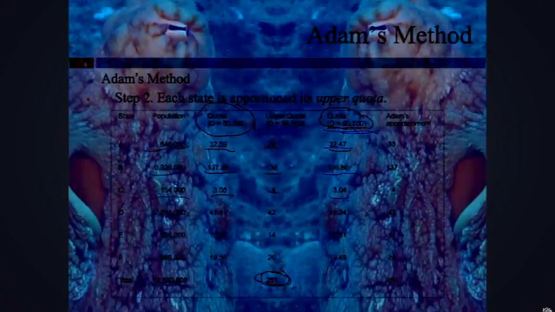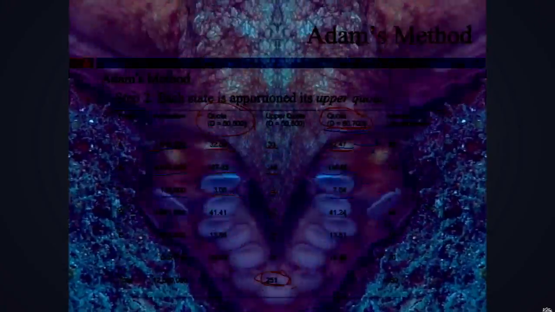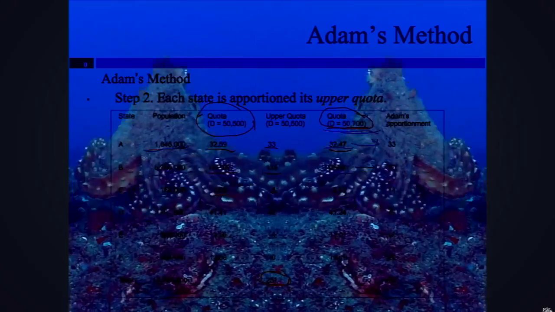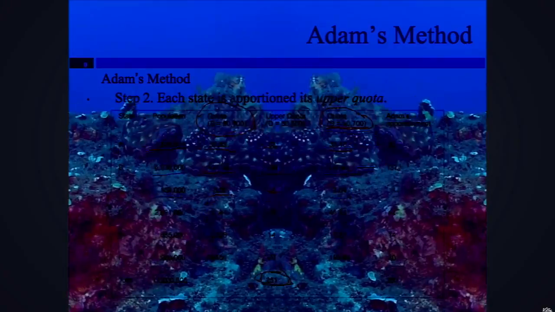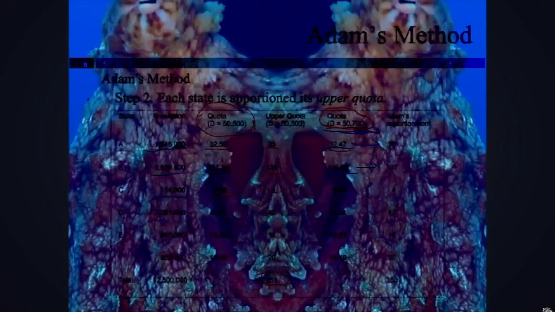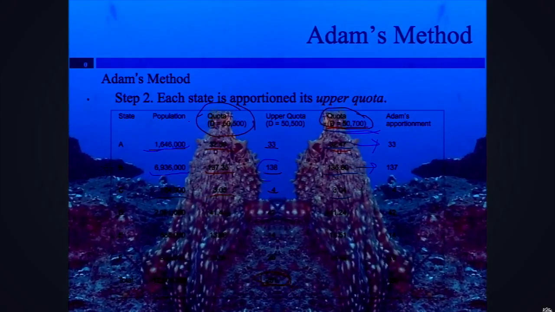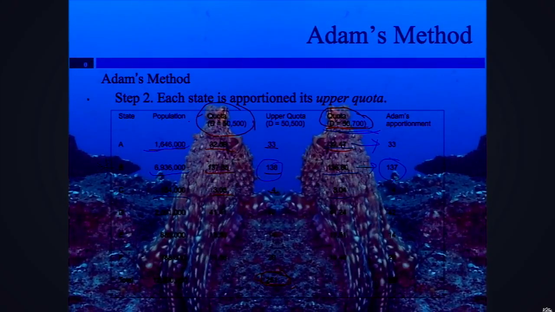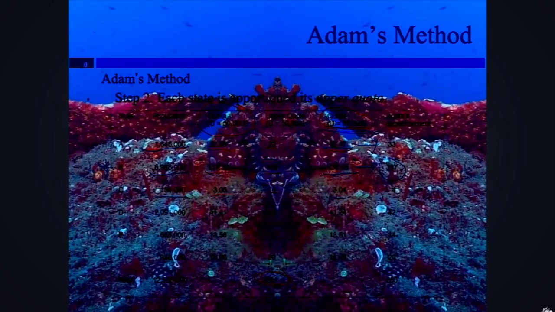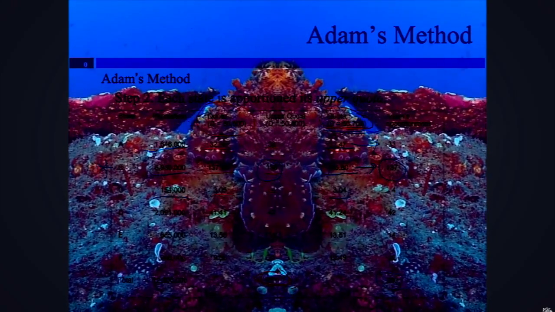So the 32.47 becomes 33, and the 136.8 rounds up to 137. So I think state B here is the one that makes the difference. We have 138 that becomes 137. So that's the one that brings us down 1 seat to our total of 250. So yes, that one worked out pretty nicely.